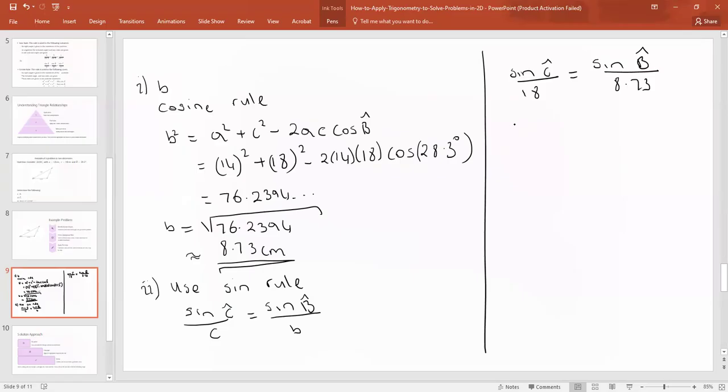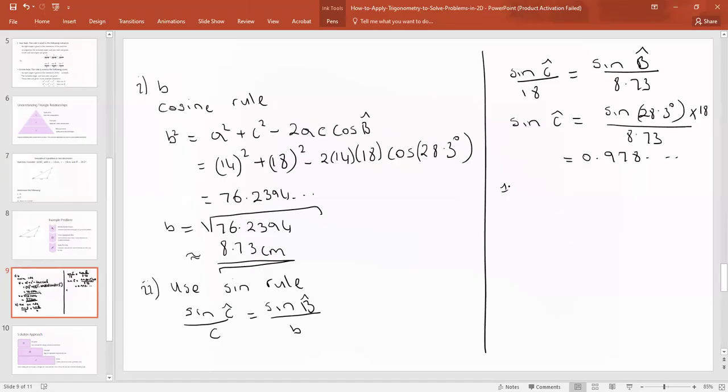This gives us sine of angle C is equal to sine of 28.3 degrees times 18, divided by 8.73. This gives us approximately 0.978 and so on. Remember, this is a trigonometric equation. In one of our previous videos, we did show you how to solve a trigonometric equation.